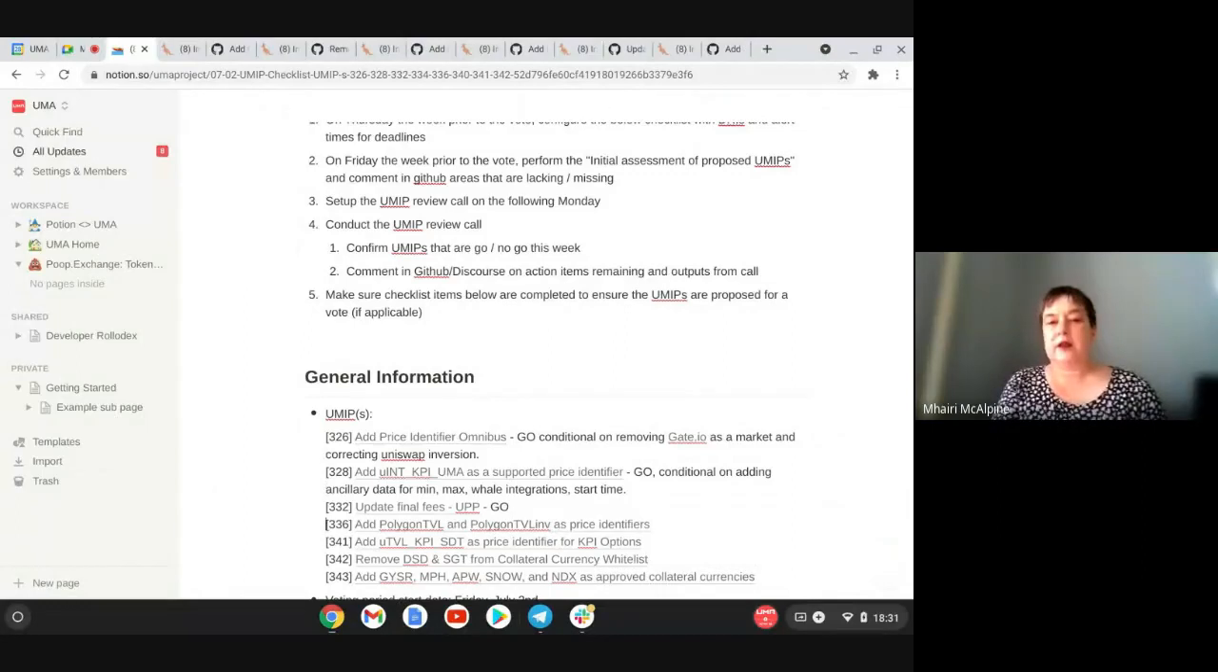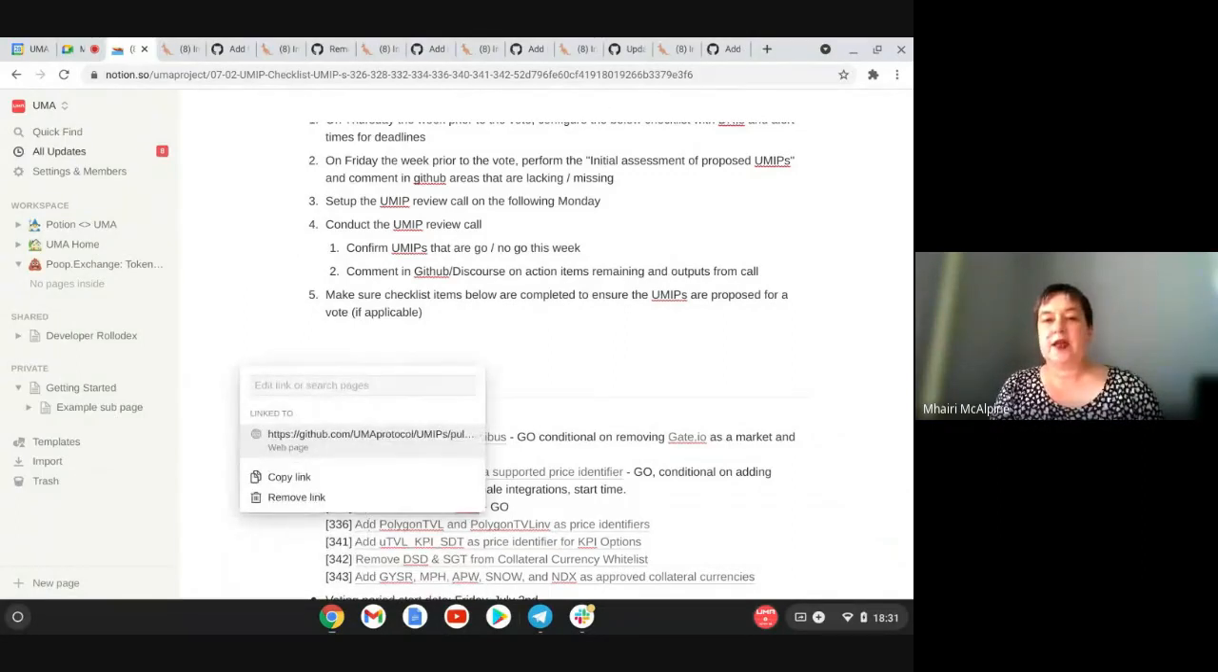Now, the next one was the PolygonTVL and the inverse PolygonTVL to be added as price identifiers.